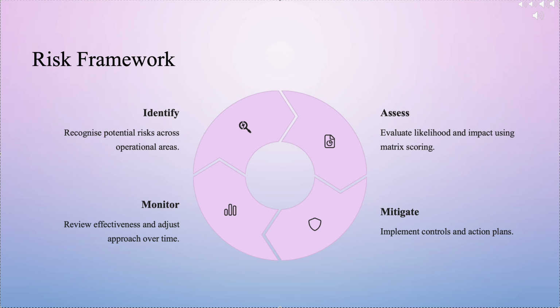The next is the assess phase. Once the risks are identified, we rigorously evaluate both their likelihood of occurring and the potential impact they could inflict on the business. This is where our methodology, which includes using the metrics scoring system, comes into play. We don't just guess, we use criteria to objectively score each risk.